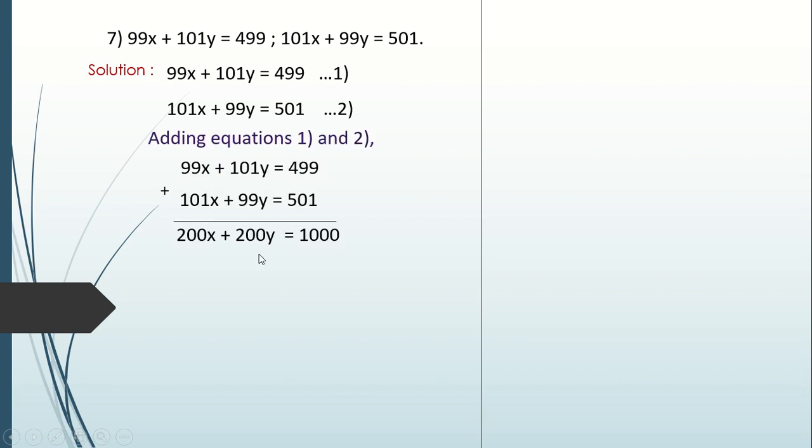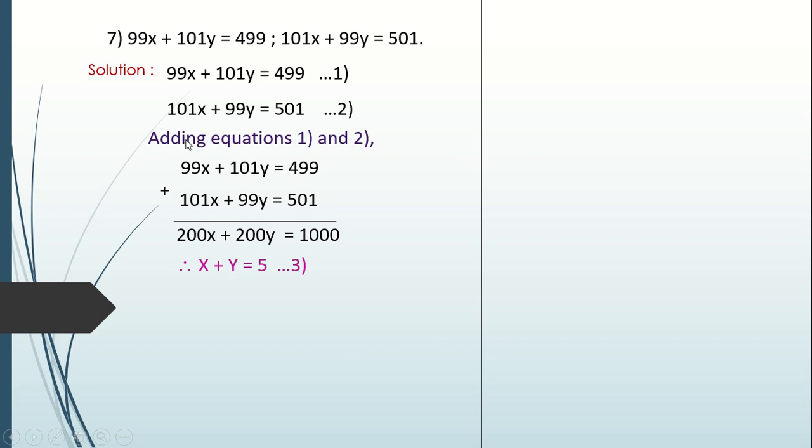Okay, so first is adding. So 99x plus 101x, 200x, and 101y plus 99y is 200y. And then add this, 499 plus 501 is 1000. Now we got these big numbers. Dividing throughout by 200, what do we get? x plus y is equal to 5.